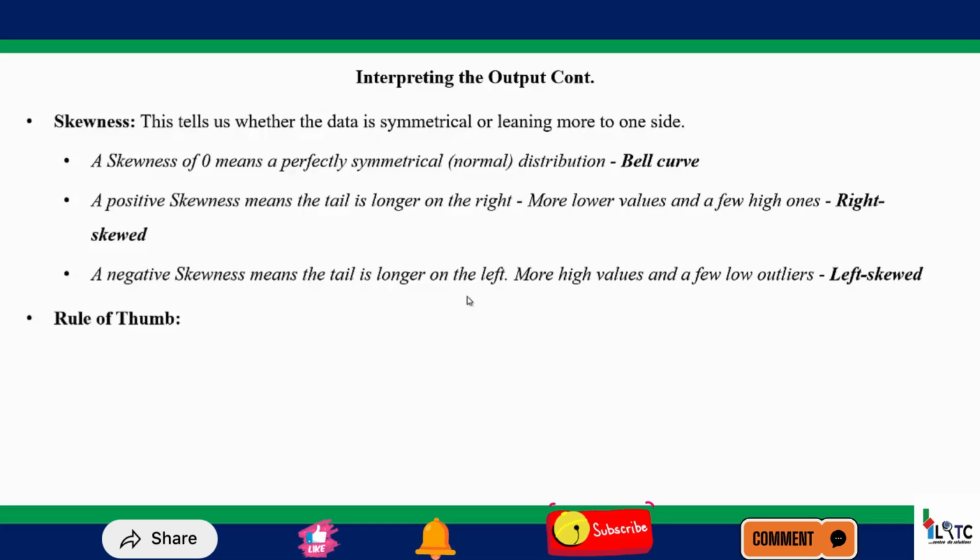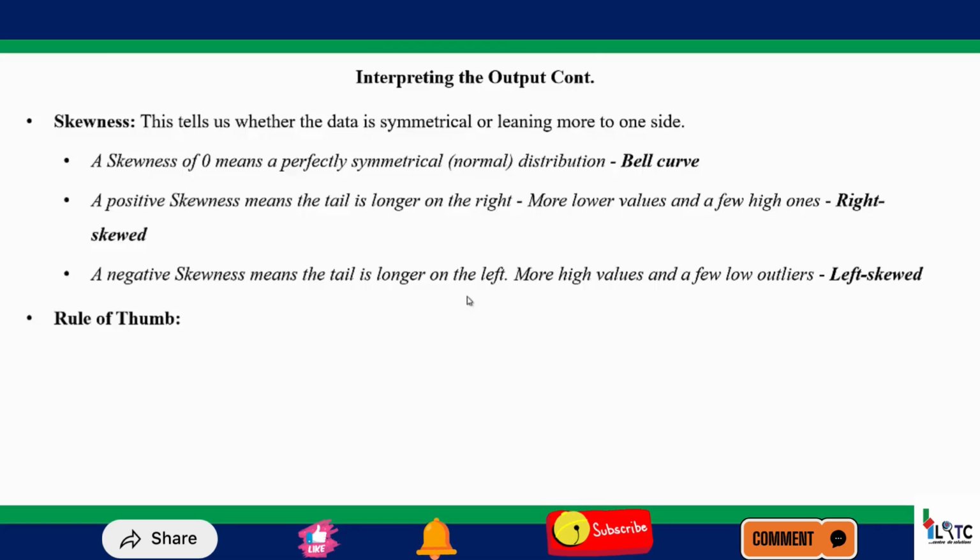A skewness of 0 means a perfectly symmetrical or normal distribution. When the value of skewness is 0, or around 0, maybe 0.2, 0.1, it tells you that it is normally distributed, and that simply means that the data has a bell shape. A positive skewness means the tail is longer on the right, more lower values and a few higher ones. So that means the data is right skewed.